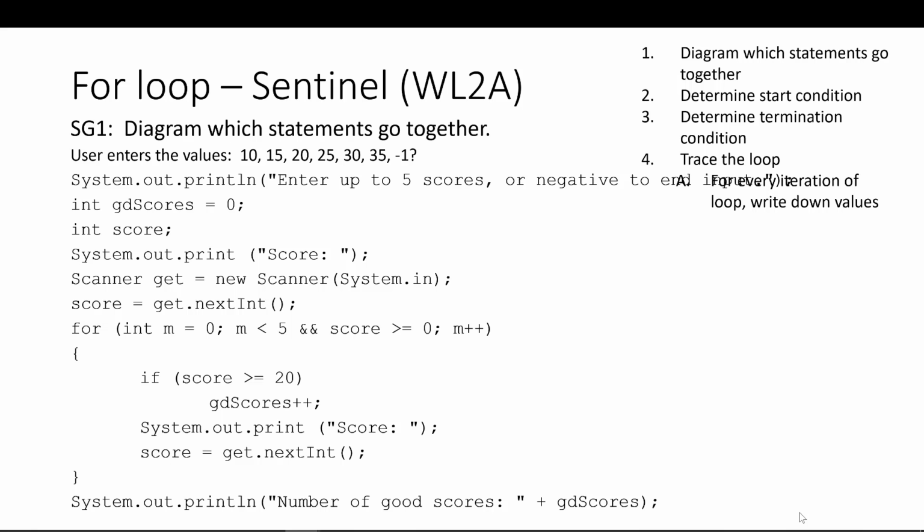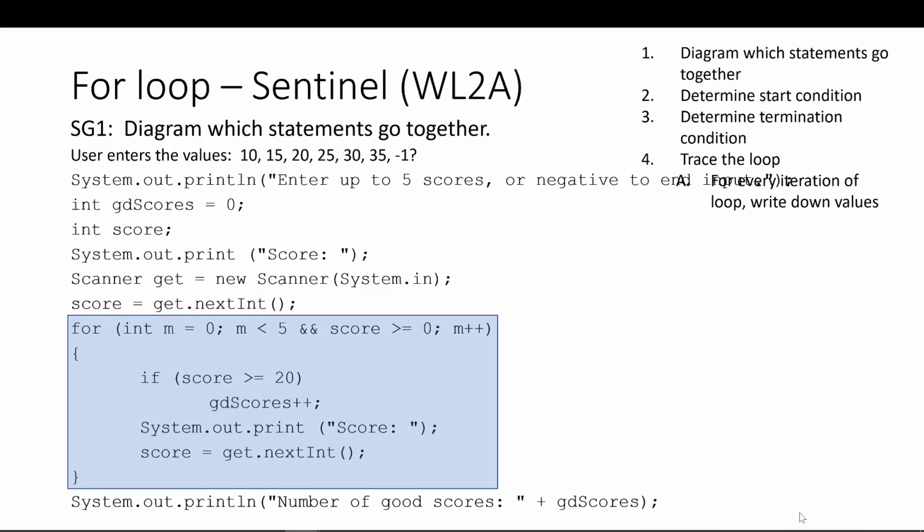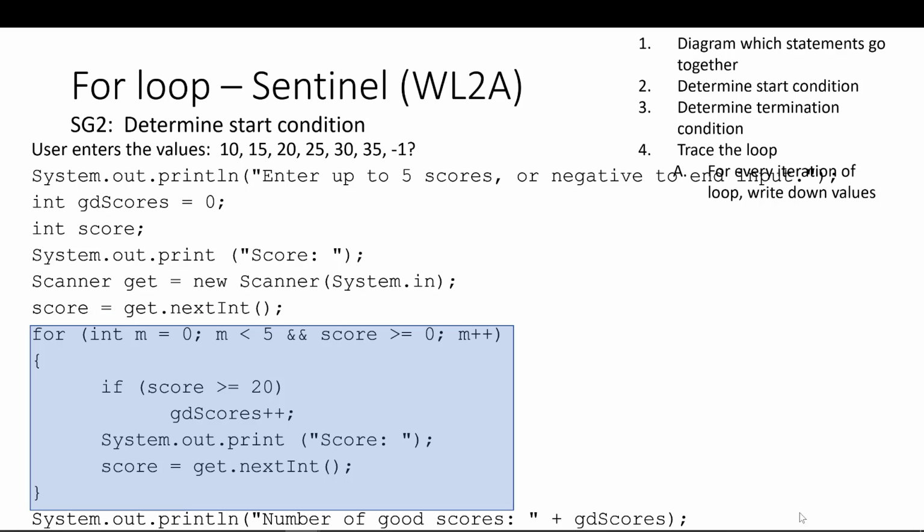Subgoal 1 is to diagram which statements go together. In this case of the for loop, there are curly braces, so it's easy to see which statements go with the for loop. Subgoal 2 is to determine the start condition.